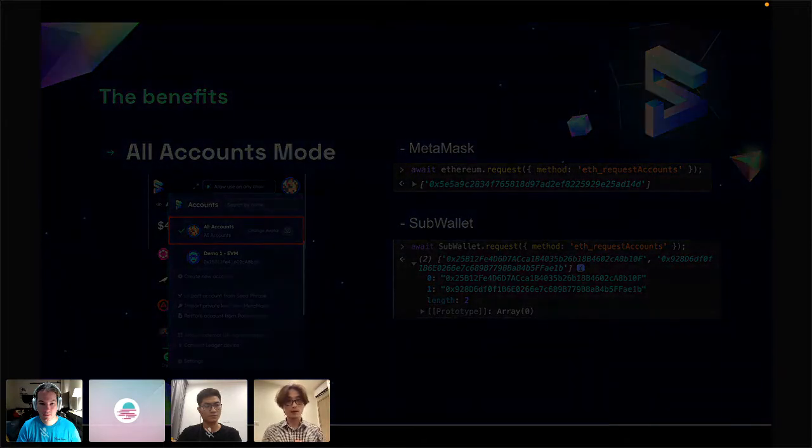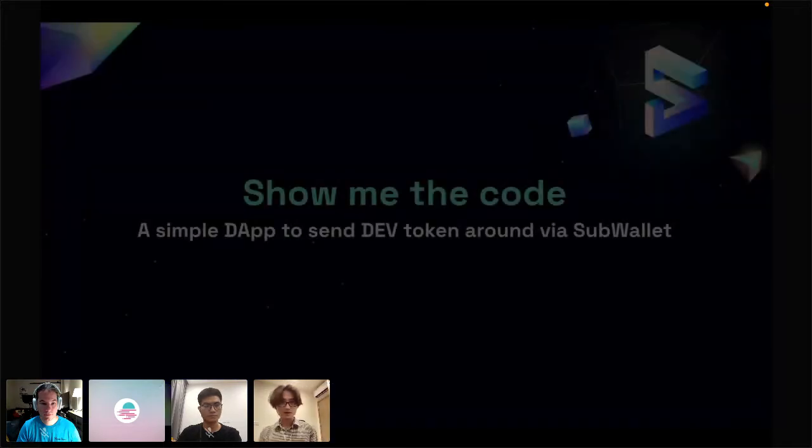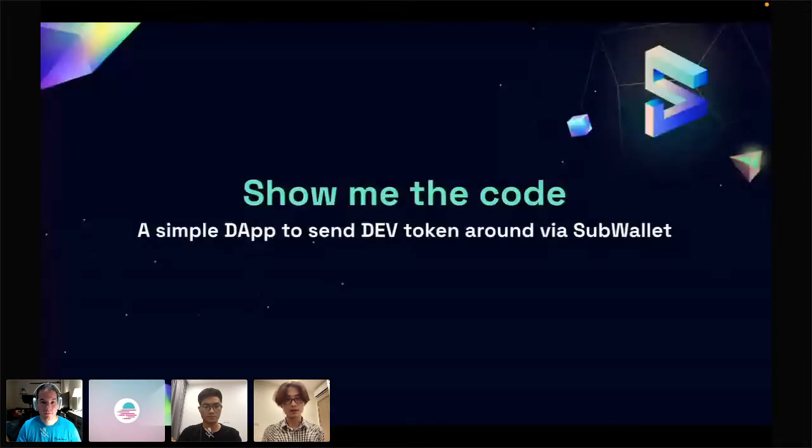So, enough about the slide. Next, we want to get our hands dirty with some live coding. We're going to build a simple DApp to send a DEV token, which is a token on the Moonbase Alpha network, with SubWallet, to show you how easy it is to integrate SubWallet into your DApps.